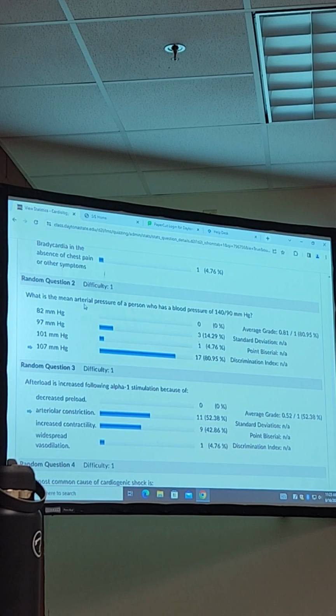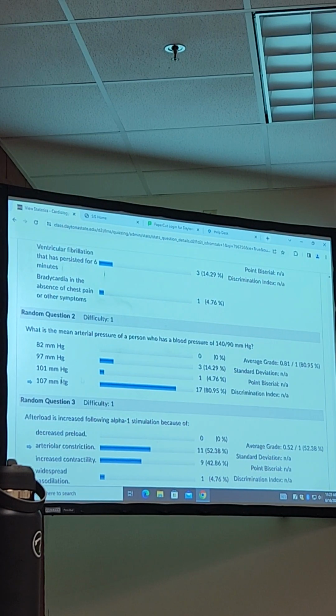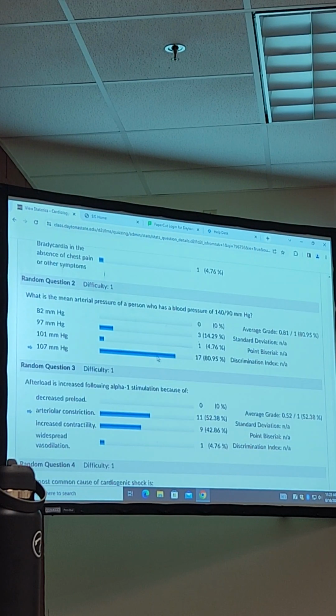Why do you check QRS first? If it's ventricular, we gotta go down. MAP, blood pressure 140/90. You add it up, divide by 3, you get 107. 106. Top number, the systolic, plus bottom number, plus bottom number, divided by 3.